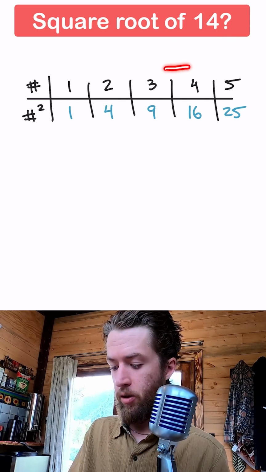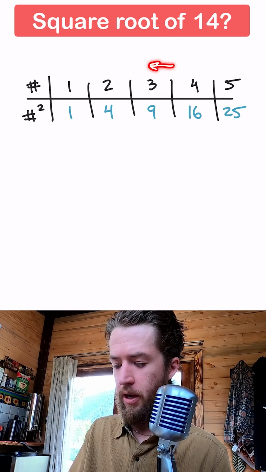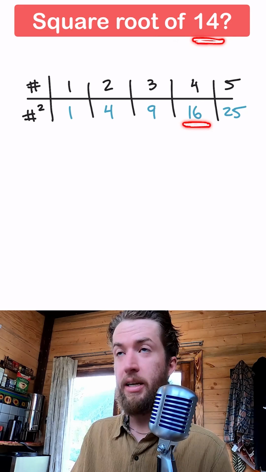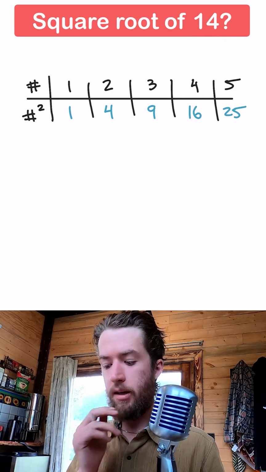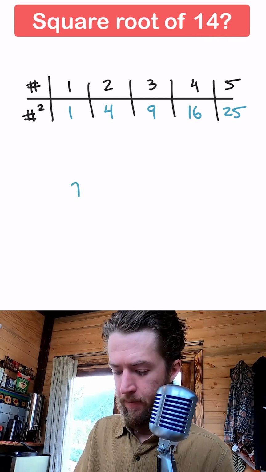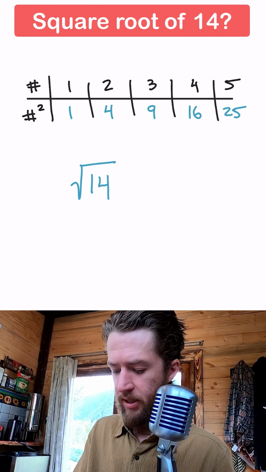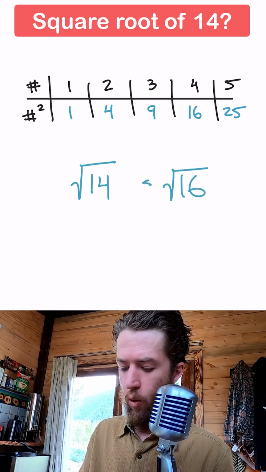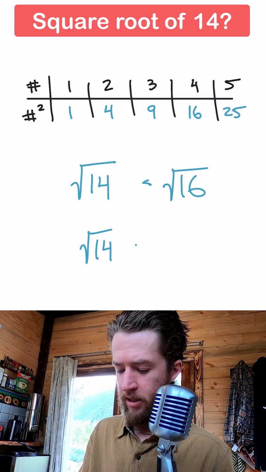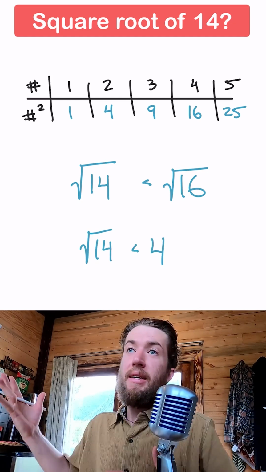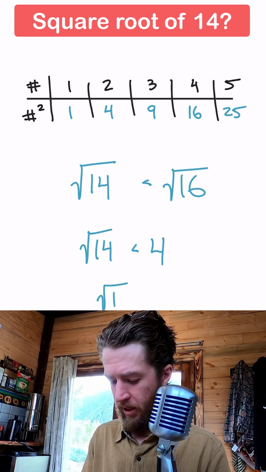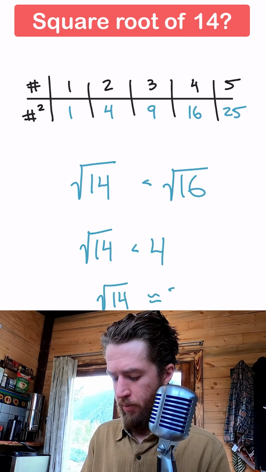Well, is it a little closer to 4 or is it a little closer to 3? Well, the number 14 is a lot closer to 16. So I'm guessing the square root of 14 is probably just a little bit less than the square root of 16. Or in other terms, the square root of 14 is just a little bit less than 4. 3.8. Sure. So square root of 14 is about 3.8.